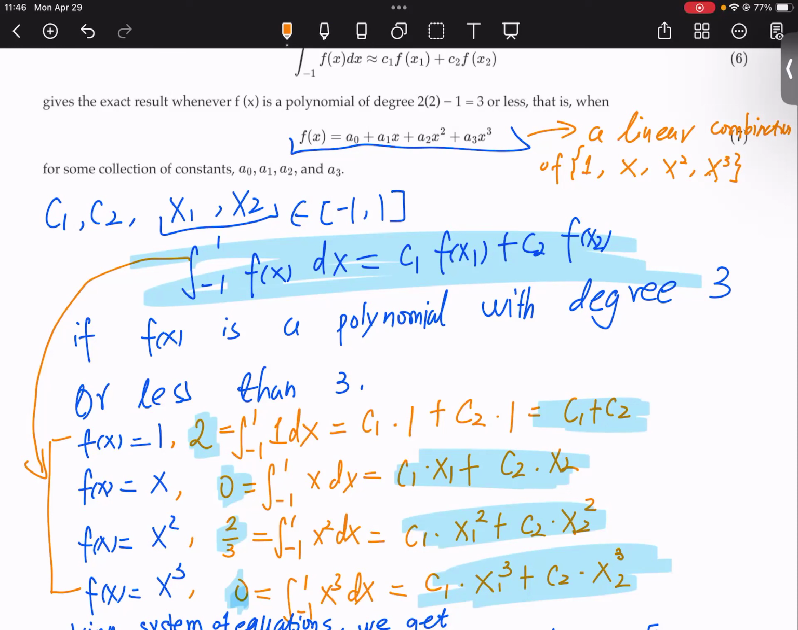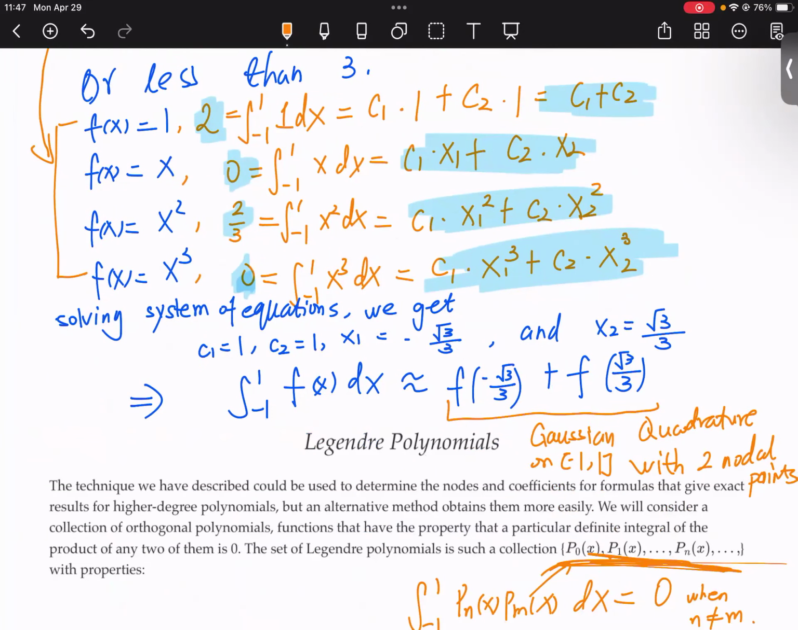This makes sense? So for the square, I get the square. For the cubic, I have the cubic here. And that's a nice thing. We have 4 equations. If you take a look at the blue part, this equals C1 plus C2. This 0 equals C1 times X1 plus C2 times X2. I have 4 equations and 4 variables: C1, C2, X1, X2. With 4 equations and 4 unknowns, I can solve for C1, C2, X1, X2.